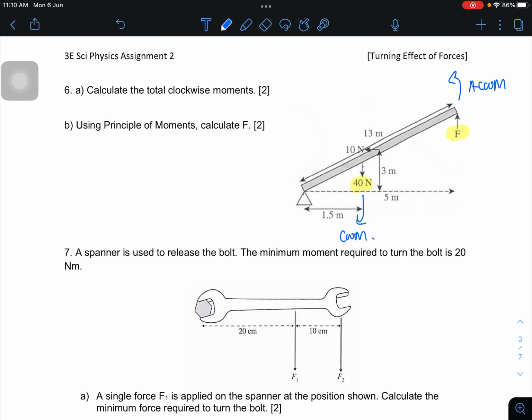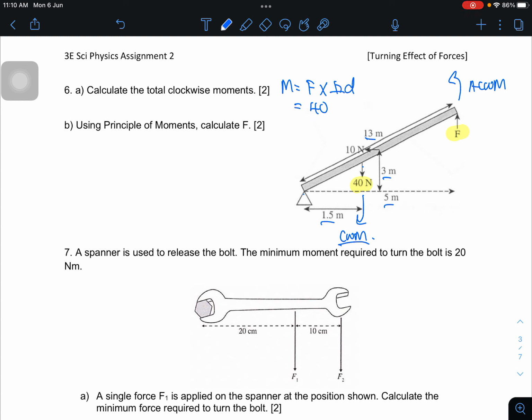We have a lot of distances given to us: 3 meter, 13 meter, 5 meter, 1.5 meter. In order to get this question correct, you must be very strong with the fundamentals and understand the definition of moment, which is the product of the perpendicular distance between the applied force and the applied force itself. So how do we calculate the total clockwise moment? Clockwise moment will be just one due to the 40 Newton, right? So moment equals force times perpendicular distance.